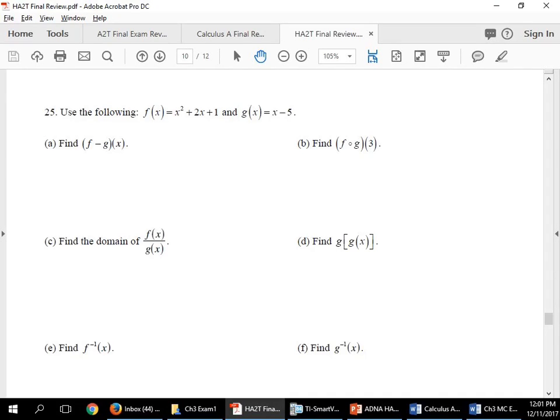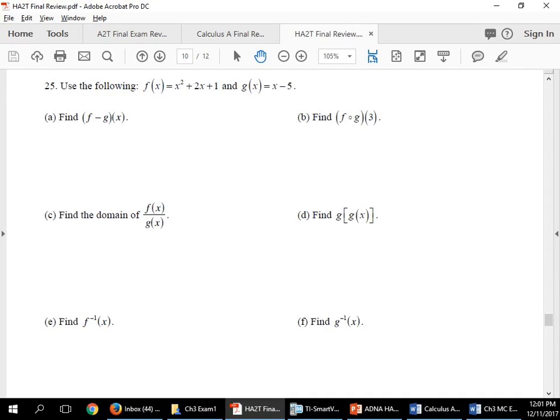Okay, for number 25. Oh, man, look at all these diggity dogs.